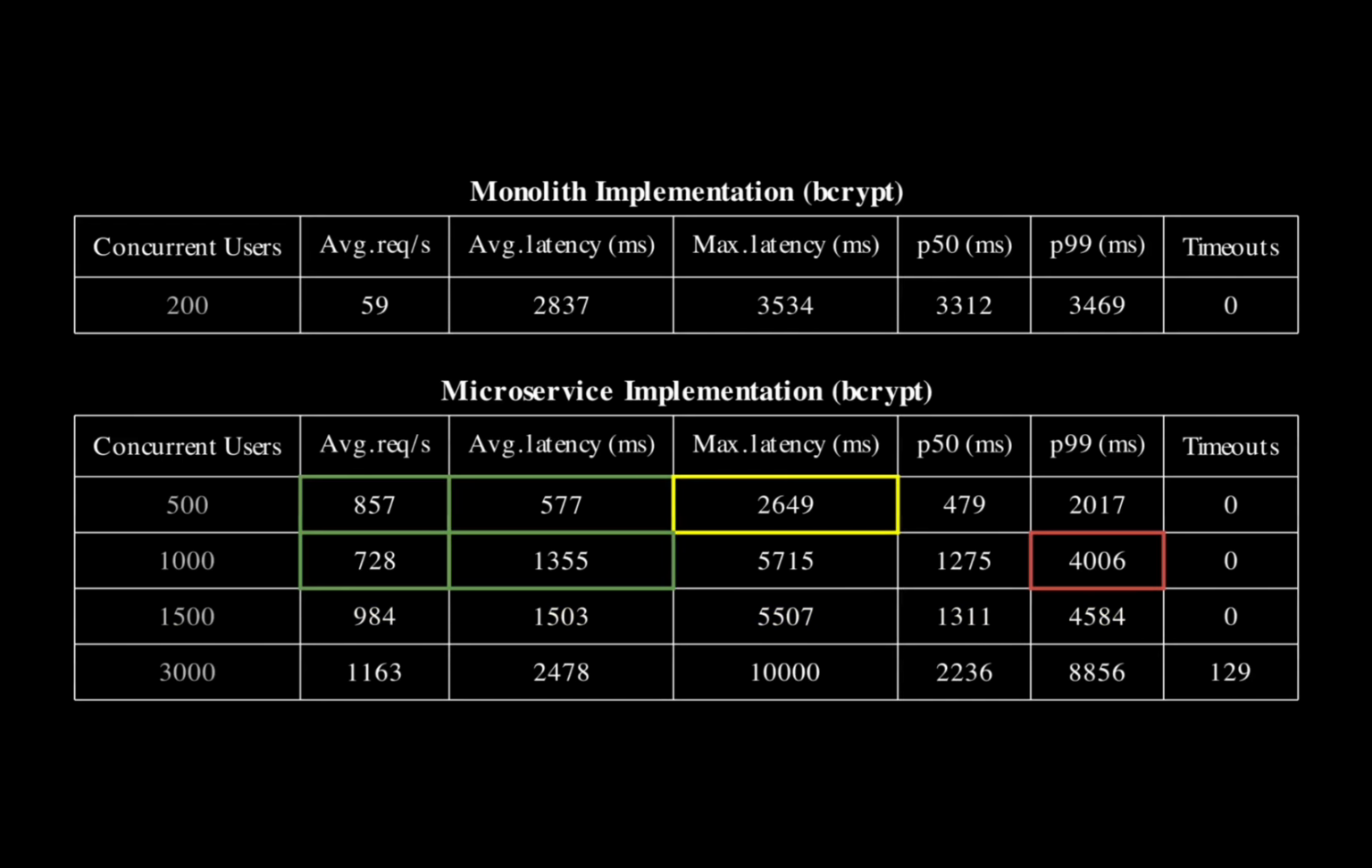Increasing the load to 1500 concurrent users, we've got similar results, with the average latency creeping up by another 200 milliseconds. This increase is totally expected and demonstrates predictable queuing as we approach saturation.